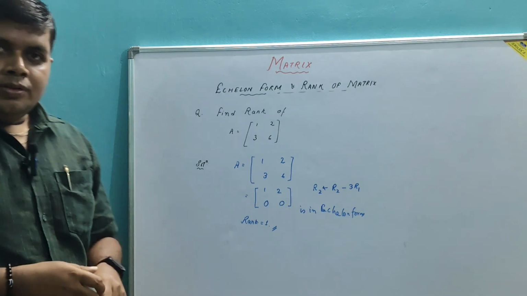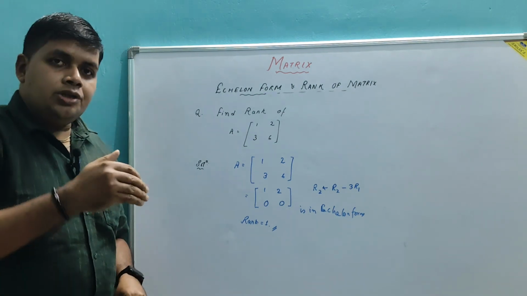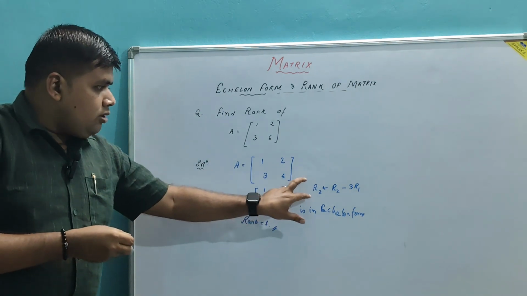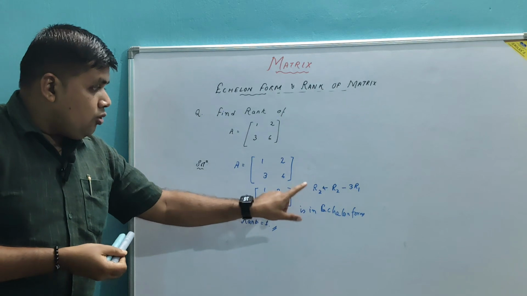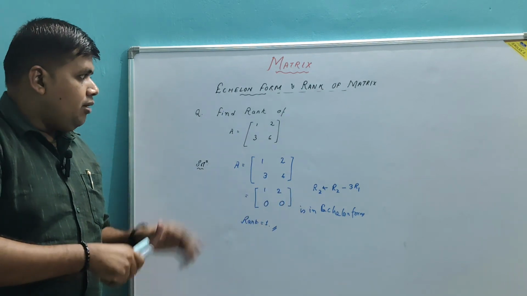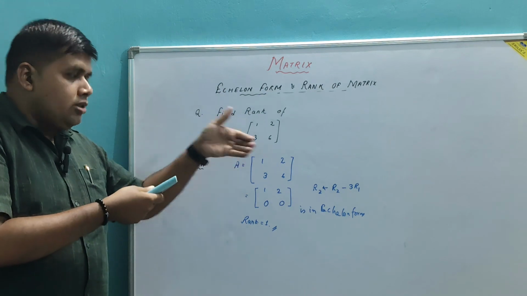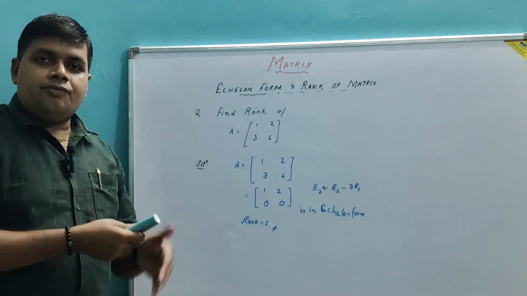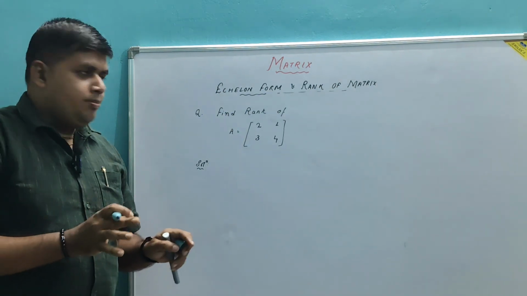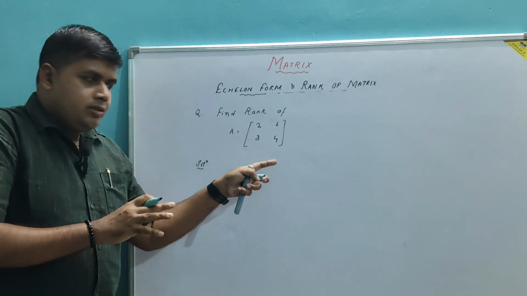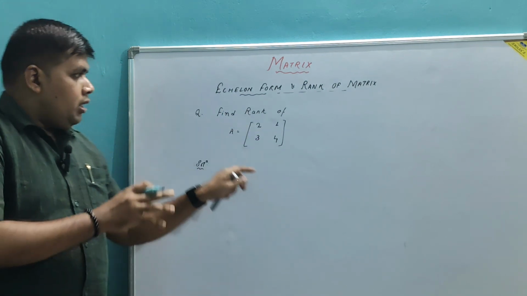Okay, so let's look into another such example, and how these row operations can be done. These row operations are very important while finding the rank, because we have to use these row operations to convert it into echelon form. Let's look into another example how we can find the rank of this matrix. It is a 2 by 2 matrix. There are 2 rows and 2 columns.